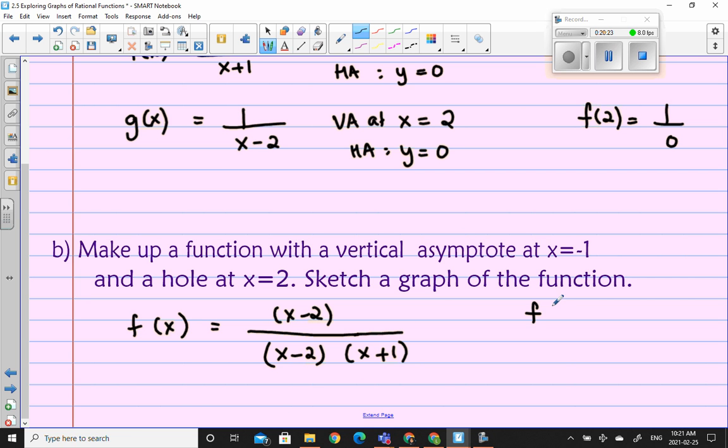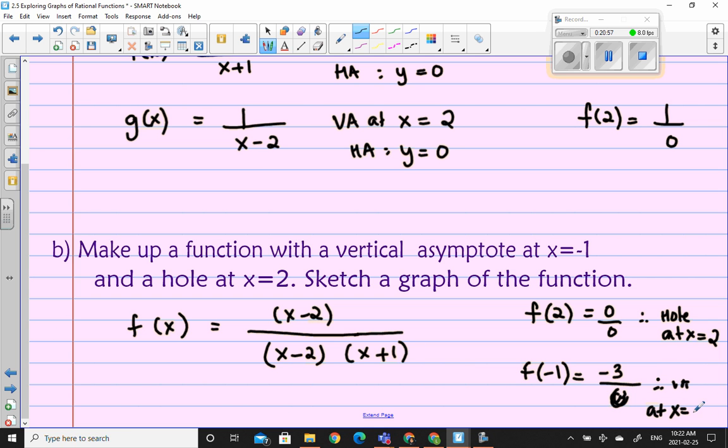Okay, so at f of 2, I get 0 over 0, so therefore hole at x equals 2. And then f at -1 is -1 minus 2, which is -3, divided by, I'm going to get a 0 here, so therefore vertical asymptote at x equals -1.